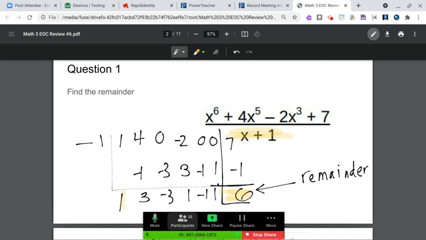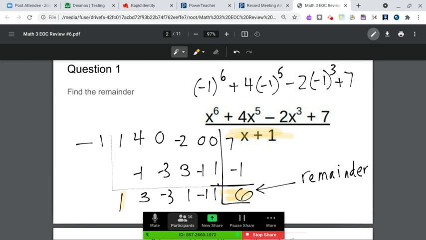Now, another option that you could have done was stick -1 into the function, -1 to the power of 6 plus 4 parentheses -1 to the 5th minus 2 parentheses -1 cubed plus 7. And the output, the answer that we get when we plug that in, will be 6. Okay? That would seem much easier. Whatever you want. Both ways work.